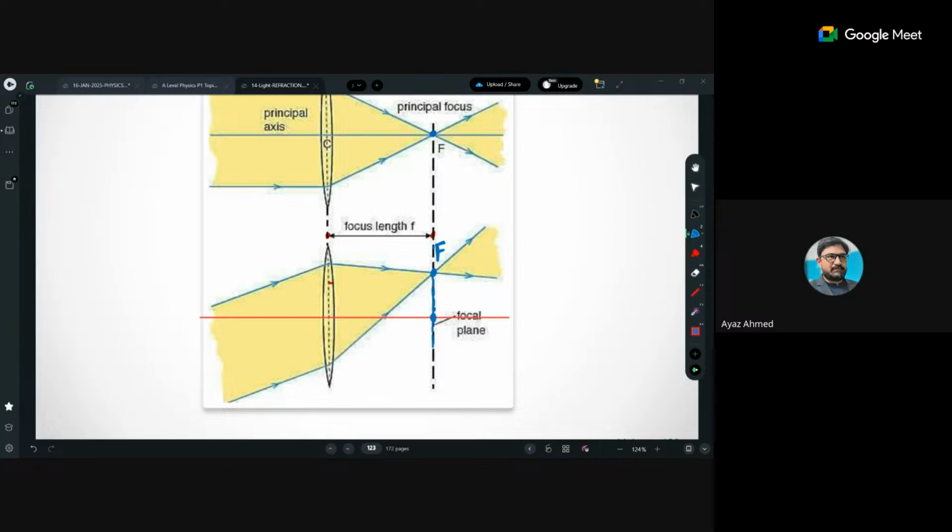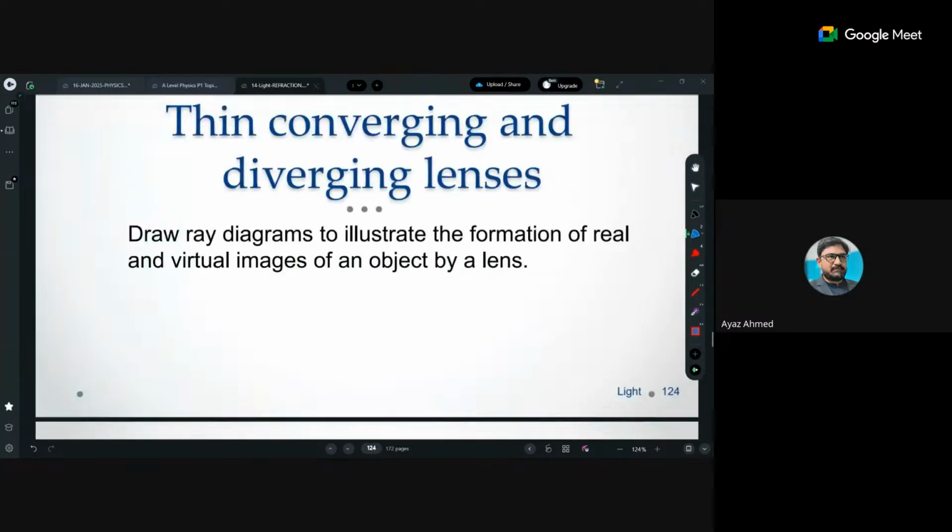What do we call it? This is called focal plane, right? It is simply a line. But you are not asked about that so frequently. Focal length is what you are asked about. You have to keep that point in your mind. Now you have to draw a ray diagram.